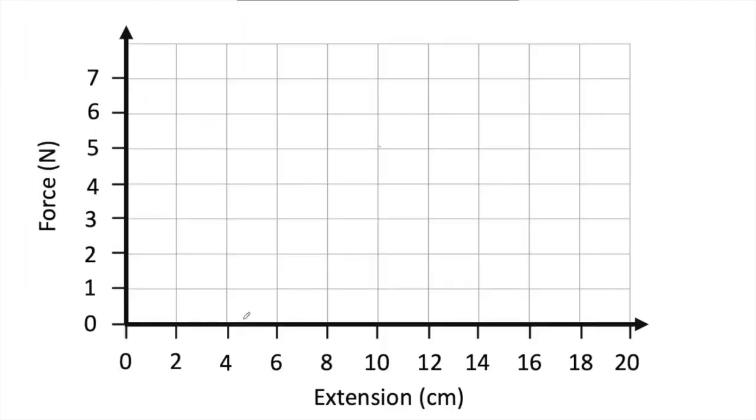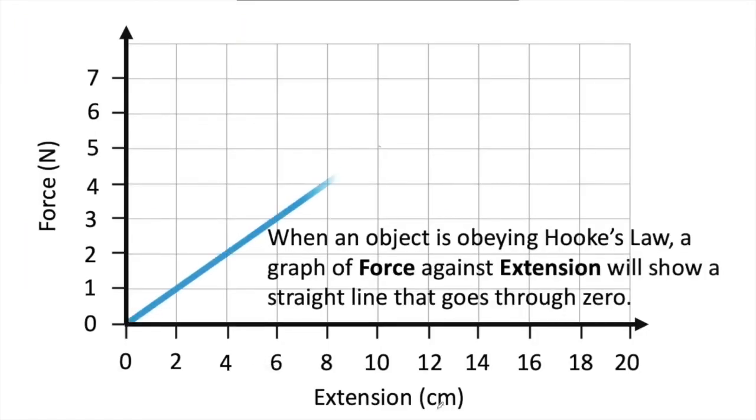If we were to plot force against extension, this time I've got it in centimetres, but you could also have converted it to metres. When an object is obeying Hooke's law, a graph of force against extension will show a straight line that goes through zero. Remember, this relationship is called directly proportional. Any straight line through zero is directly proportional.